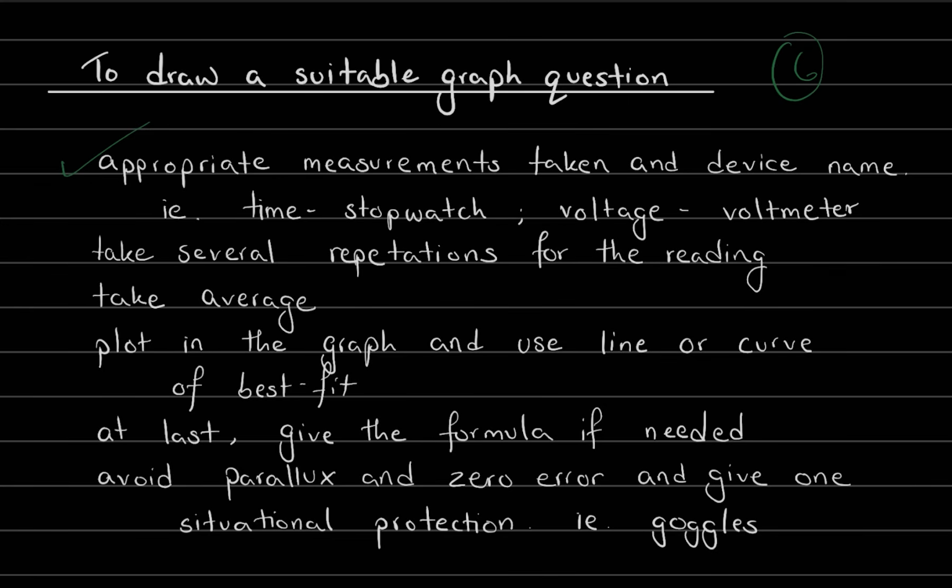The next point should be that you will be taking several repetitions and take the average of those repetitions to avoid anomaly. Use those points and plot them in the graph and make sure to draw the line or curve of best fit. At last, if we have any formulas, please write them down to explain further. And at the end, make sure to write a few precautions like avoid parallax error, avoid zero error, etc.